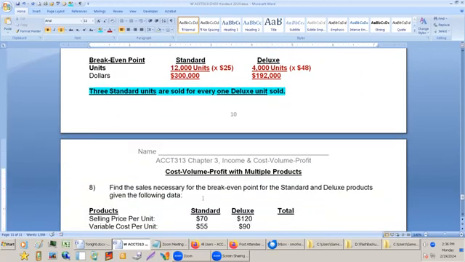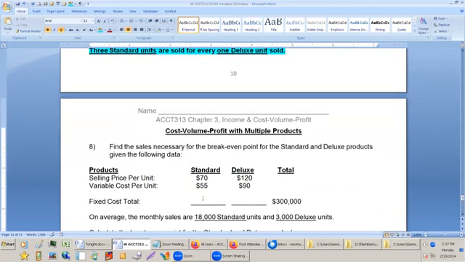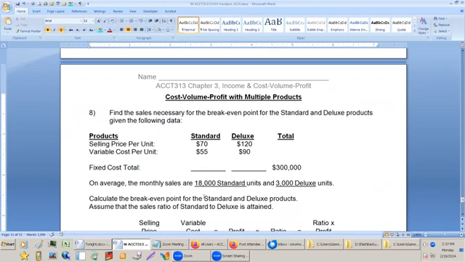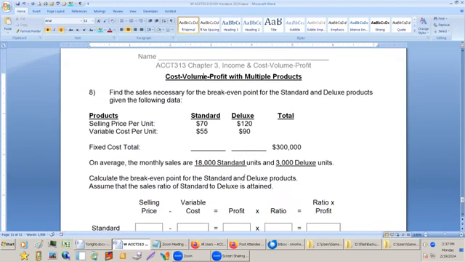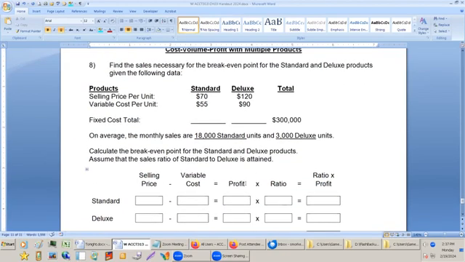Okay, let's go and get started on this one. Oh, well, wait, no, this one we actually have to do some other calculating here.